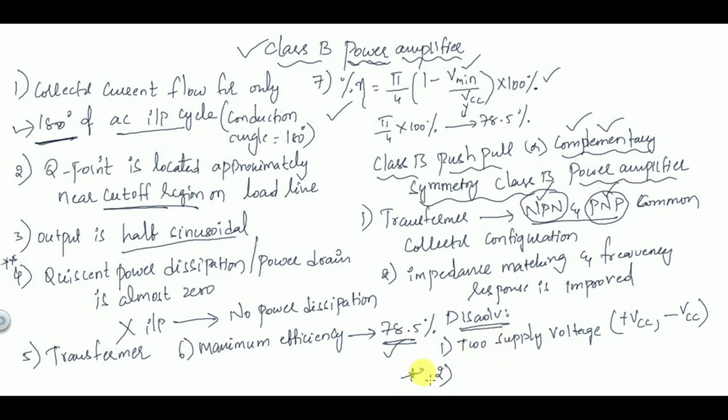Second, very important and asked many times in the previous exams, crossover distortion occurs in the case of complementary symmetry power amplifier or class B push-pull power amplifier. Okay, so these are the important points which you have to remember. So maximum efficiency is very important. Every point discussed here is very important, and keep that in mind.